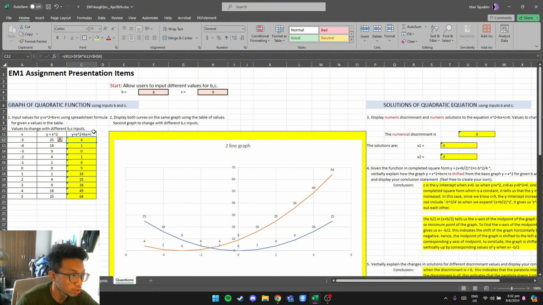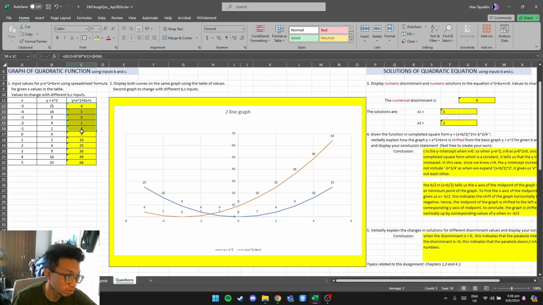So before I drag it down, I need to make b and c value as absolute cell reference because their value is constant. So whenever I drag it down, the Excel will not adjust the value. And this is the answer.